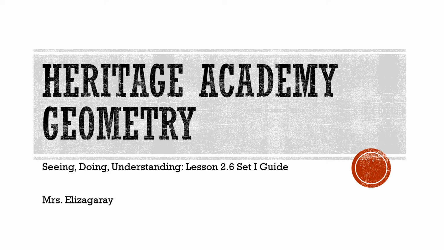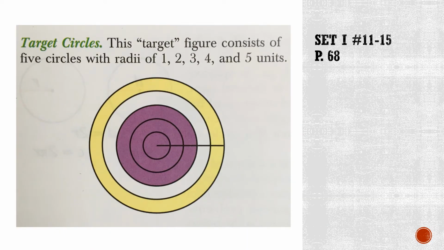I'm going to take you through some selected problems in Set 1 today so that you're feeling a little bit more confident about some of these theorems that were introduced in the lesson. So for these selected problems, I'm going to start us at number 11 at the top of page 68. And when you open up to your book there, you're going to see this picture. And it says this target figure consists of 5 circles with radii of 1, 2, 3, 4, and 5 units.